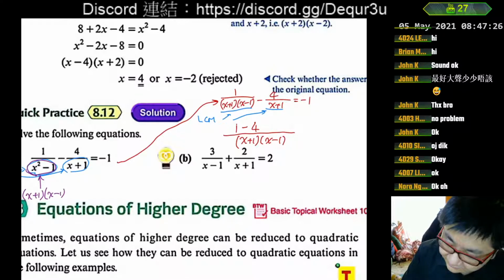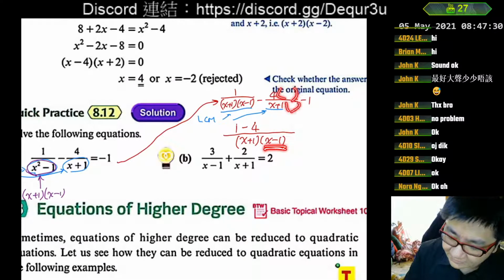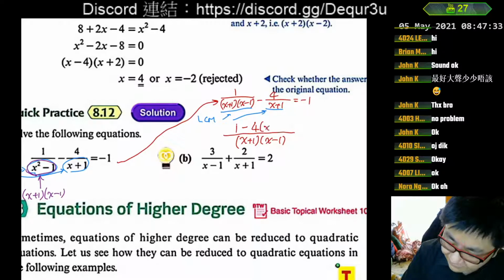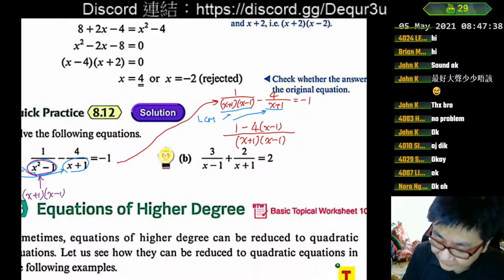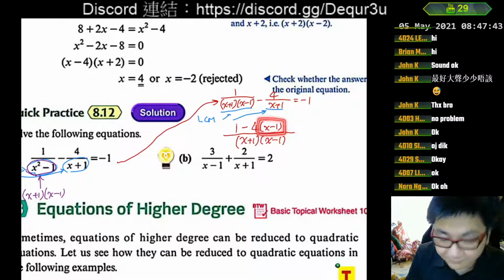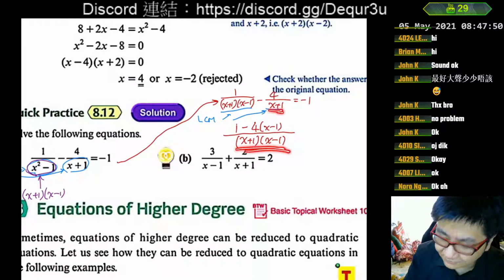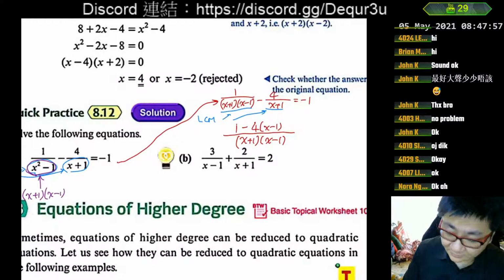But this second term does not have x minus 1, therefore we need to make it ourselves, so x minus 1 is added to the second term. By the way, when we add the x minus 1, remember to put a bracket for it, because we are doing it for both numerator and denominator. This x plus 1 becomes the new denominator. The 4 also needs a bracket because it is multiplied by the whole numerator. And then the other side is equal to negative 1.